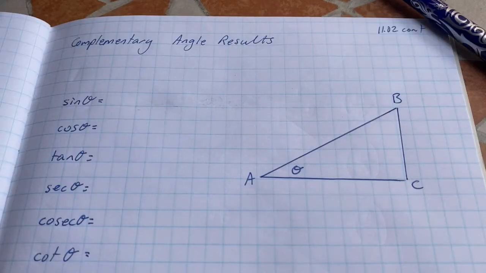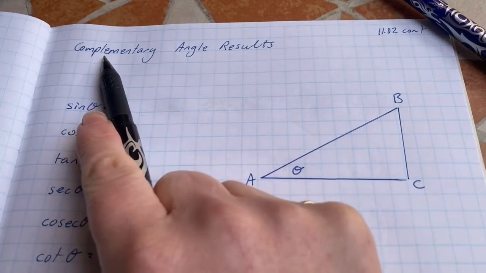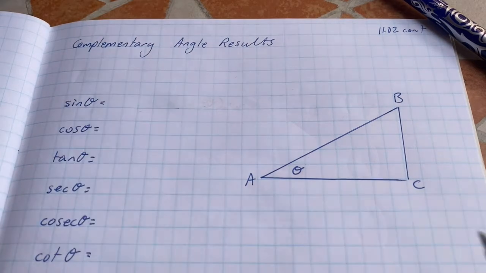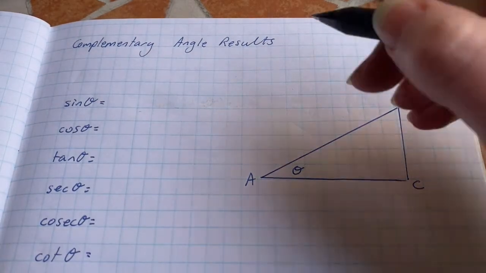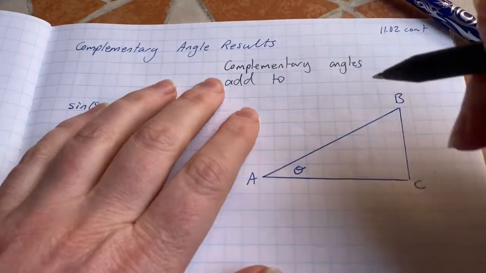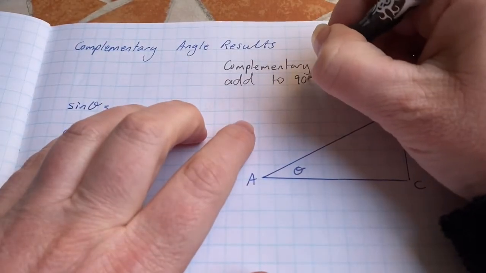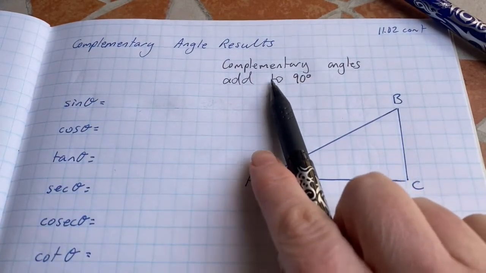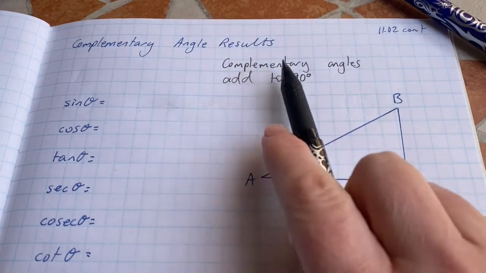So we're going to look at the complementary angle results. Now, this is spelled with an E, not an I. With an I, it's if you pay someone a compliment, you spell that with an I. This is with an E. In year 7, you learned about complementary angles. You learned that complementary angles add to 90 degrees. You would have also learned supplementary angles add to 180, but here we're looking at the 90 degrees because complementary.